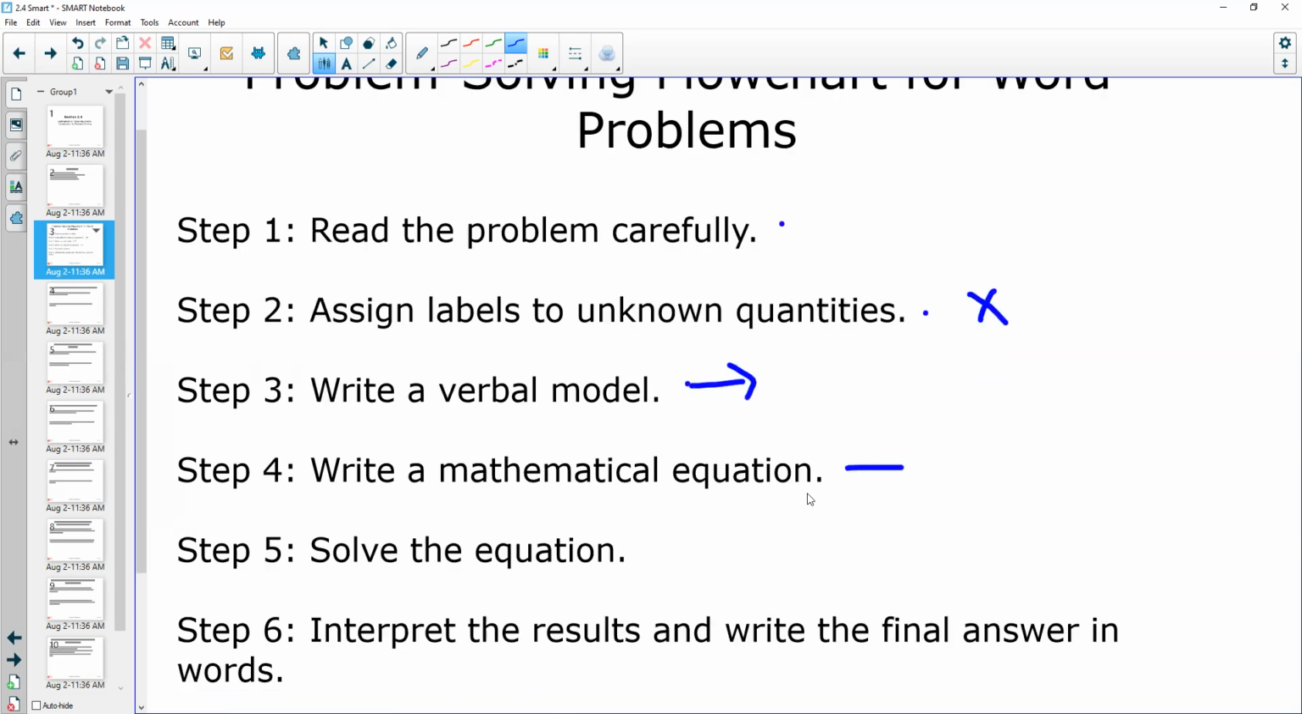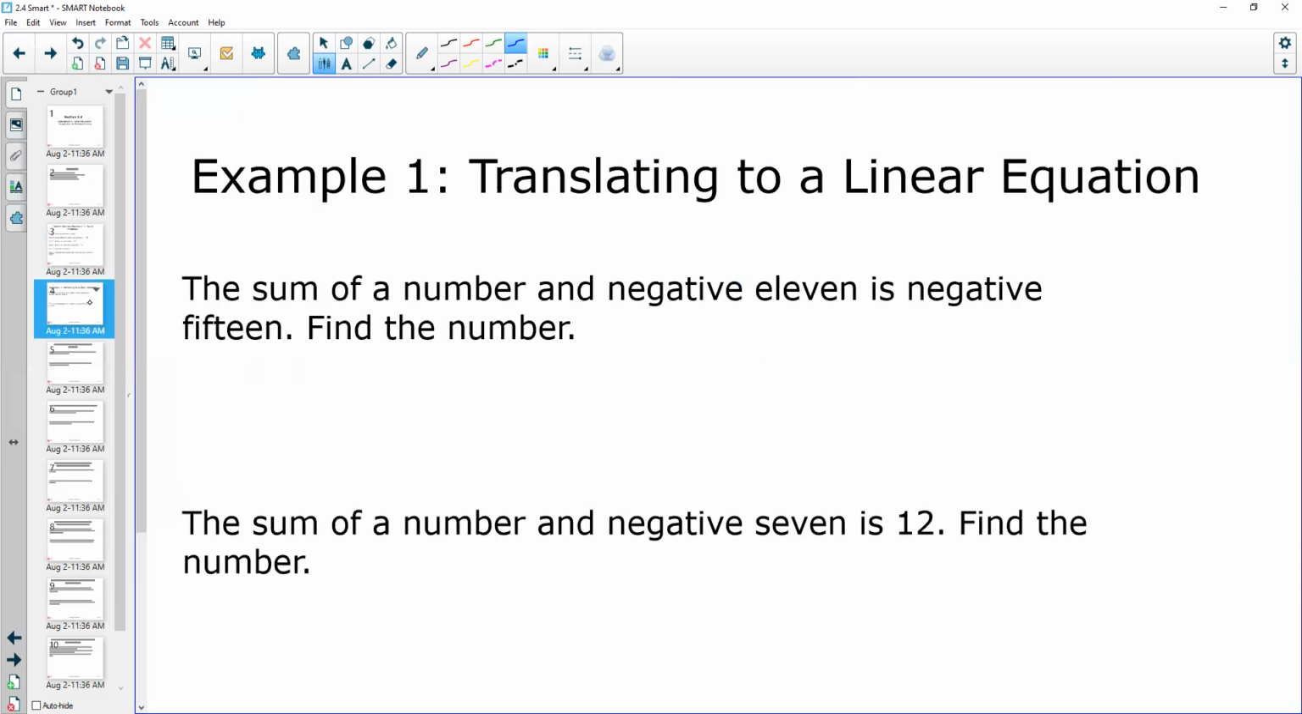Then write the equation and solve it, interpret the results, and write the final answer in words. Again, this is more the case in the next section than this one, but you have to get to the end and look at the number and think, oh, okay, how do I make sense of that? What quantity is it? What does it mean? That's your job. Okay, so these first sets are just translating English into algebra and then solving them.